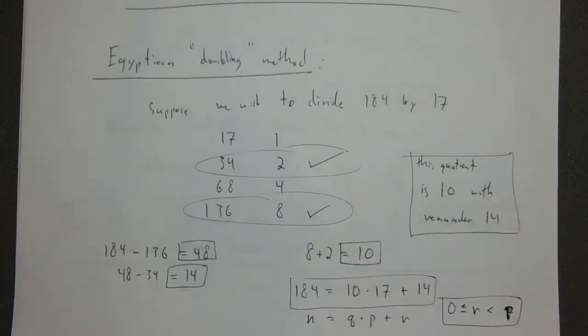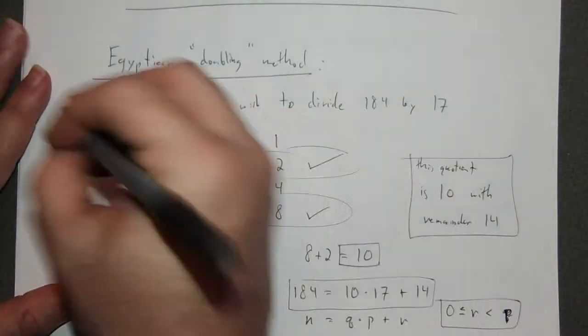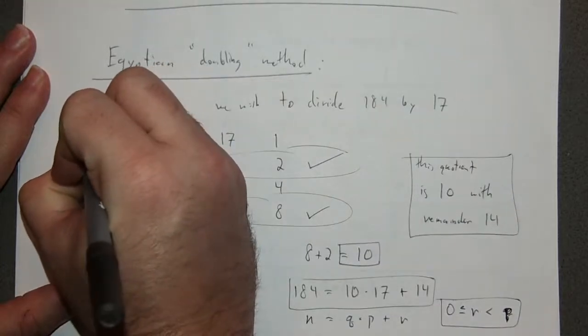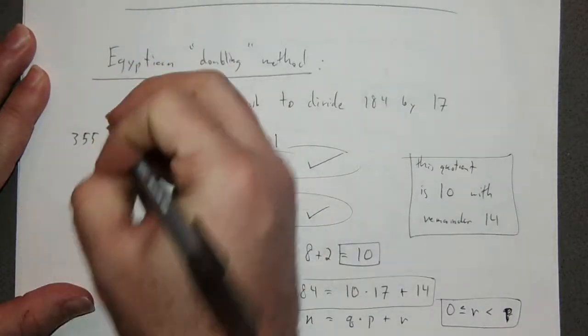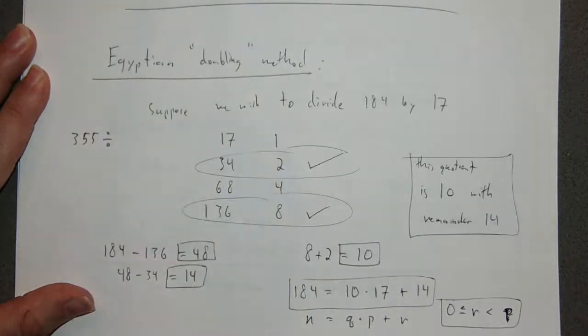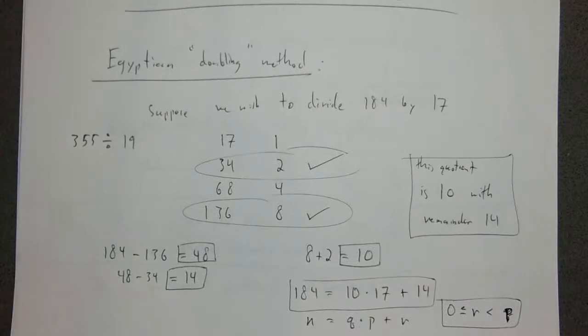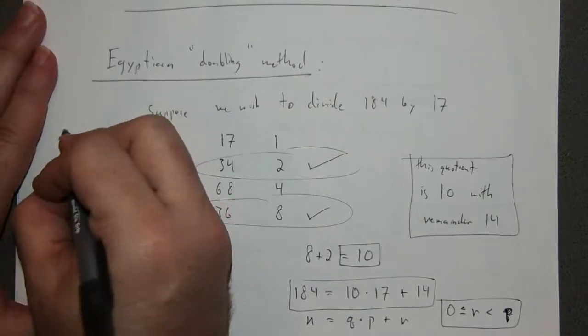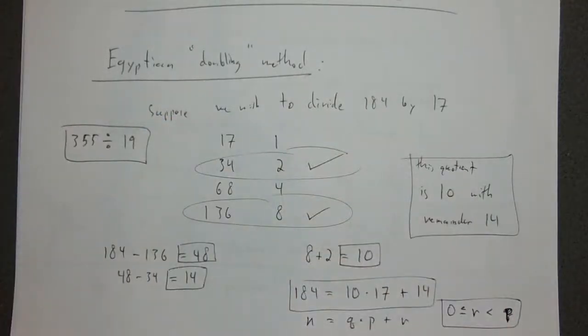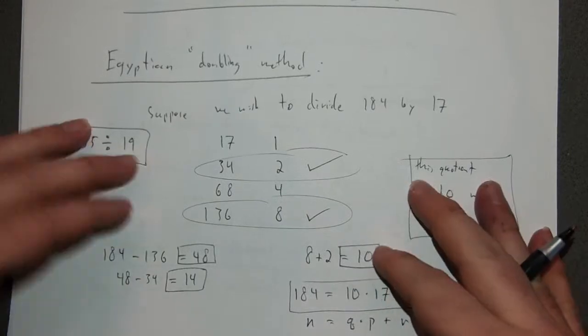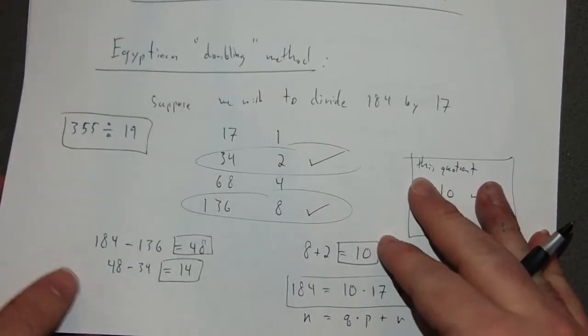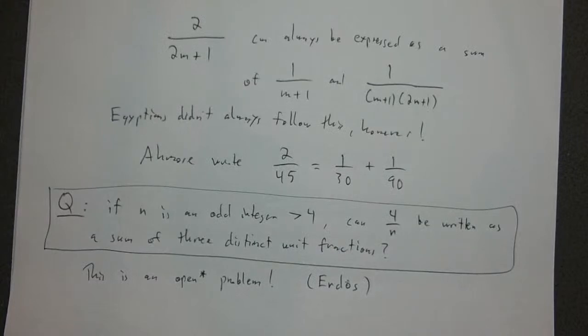So try doing this. Do the division 355 divided by, like, 19. Try this problem using the same method. So that's something you can try to nail down what's going on there. Okay, all right, I'll see you all later.